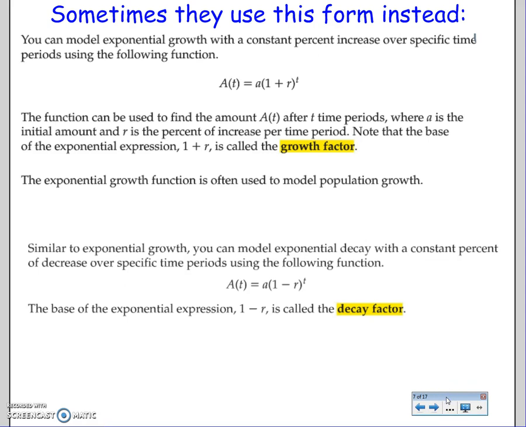Now last is sometimes they use this form instead. They use parentheses 1 plus r, close parentheses, to the t power. That's the same thing as a b to the x. Basically, they're calling x t. They're putting 1 plus r where b is, or maybe they're putting 1 minus r where b is. Because remember, b tells you if it's growth or decay. If it's above 1, it's growth. If it's below 1, it's decay. So you have 1 plus some number r, means the number will be above 1, growth. You have 1 minus some number r, it's less than 1, it'll be decay. Right? This is helpful when we have percentages.